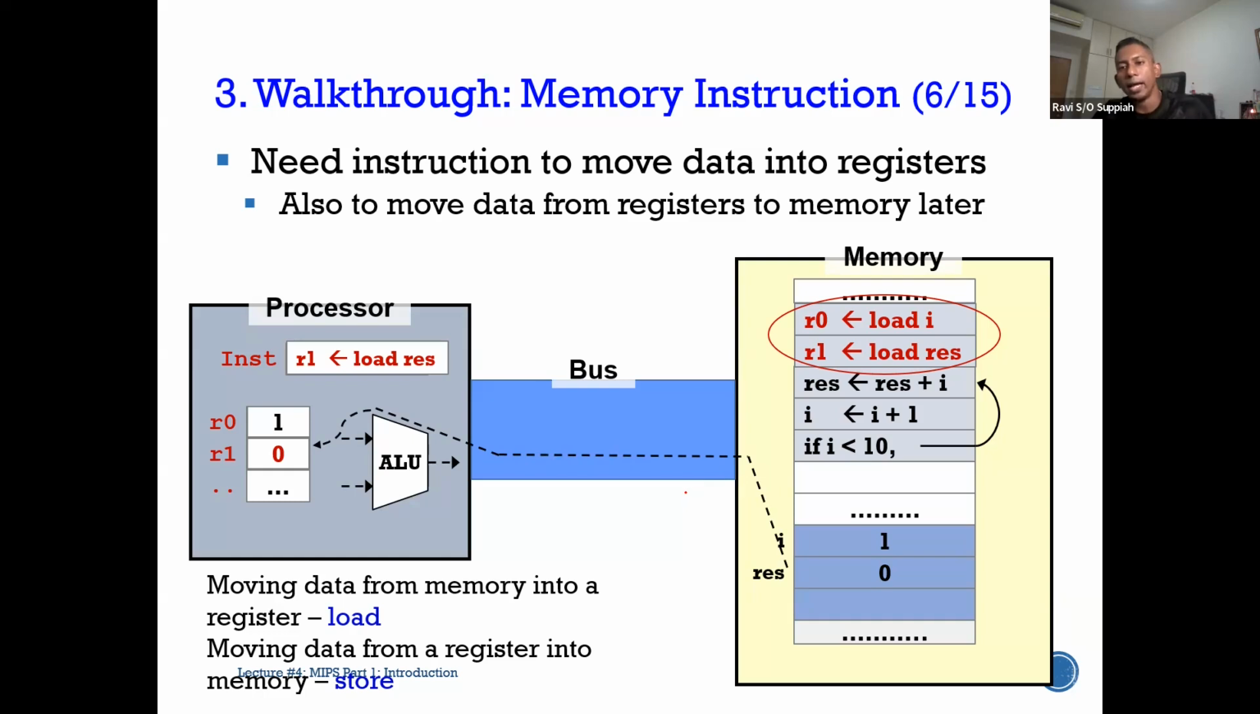By doing these two steps, for the rest of the instructions that need to use I and result, I actually don't need to fetch from memory. I can use the data already stored in R0 and R1. That will save me a lot of time, because I don't need to have so much memory access after that.